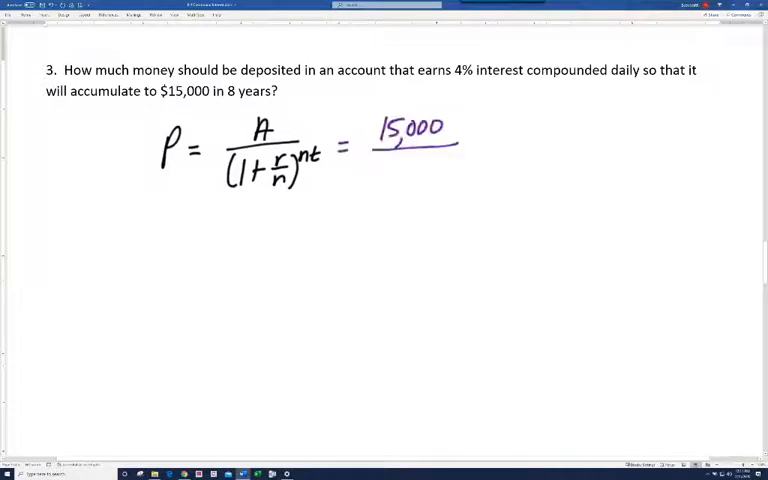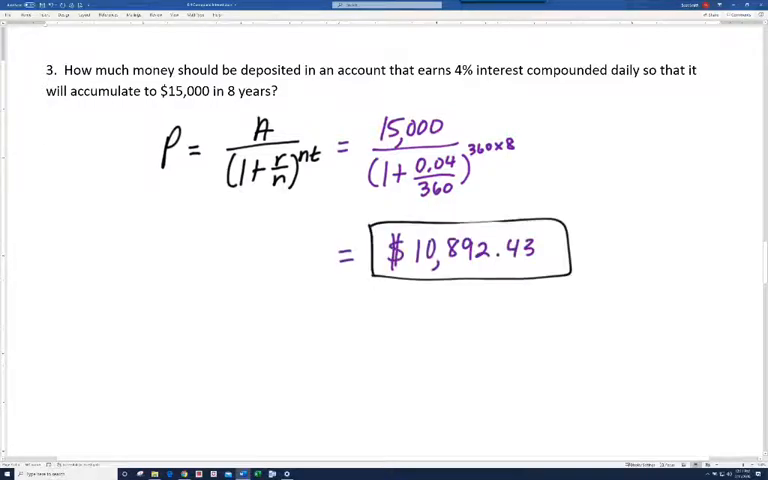So here's our formula. When you plug in the numbers, it'll be 15,000 over the quantity 1 plus 0.04, since our interest rate is 4%. Notice it's compounded daily, so here N is 360. And then NT will be 360 times our time, which is 8. And you should have gotten $10,892.43. That's how much you need to invest now so that in 8 years you'll have $15,000, given these details, the interest rate and the time.